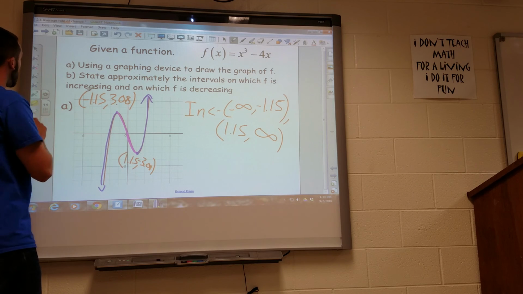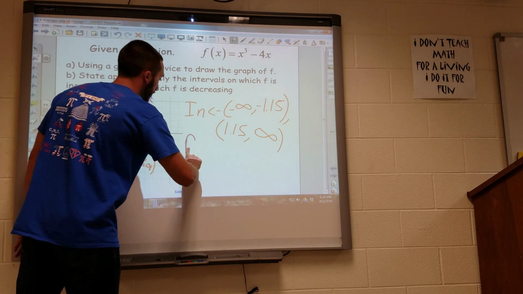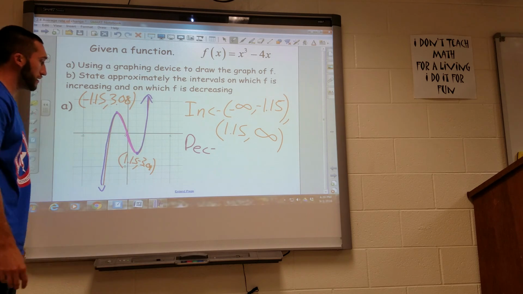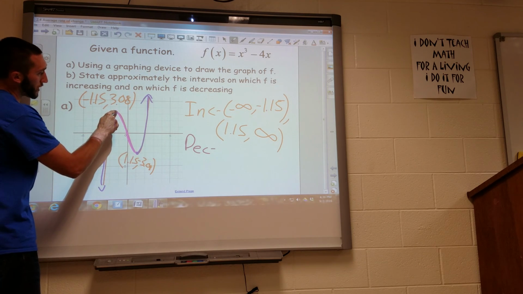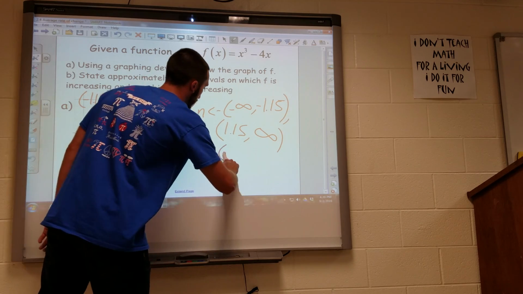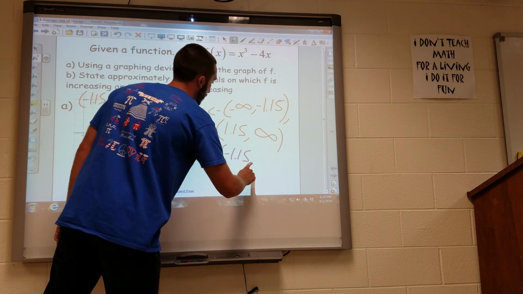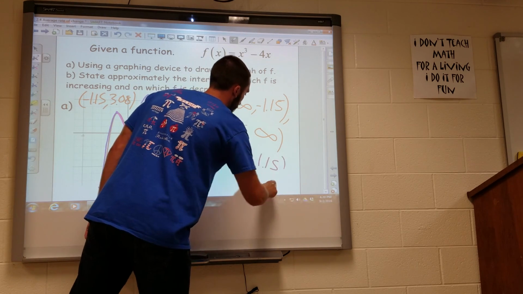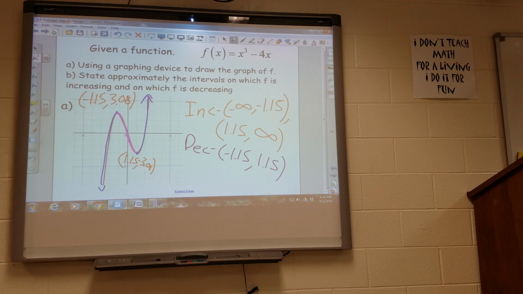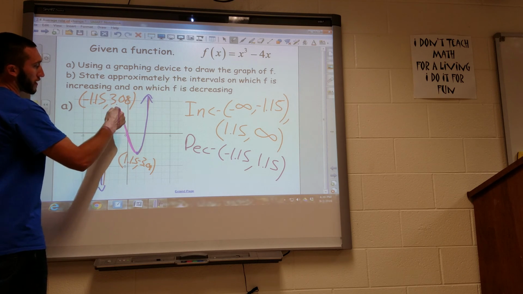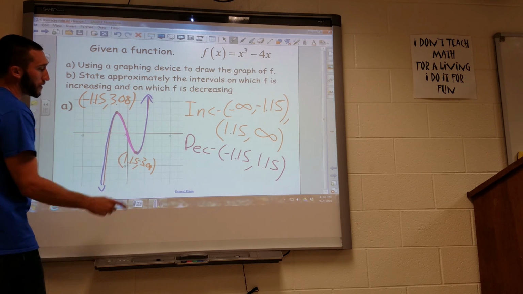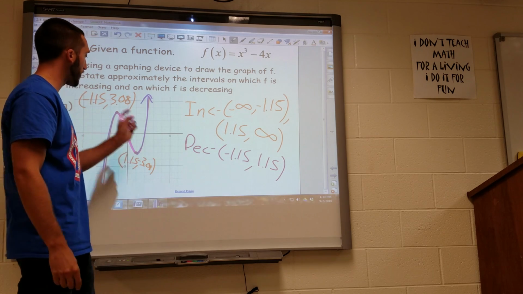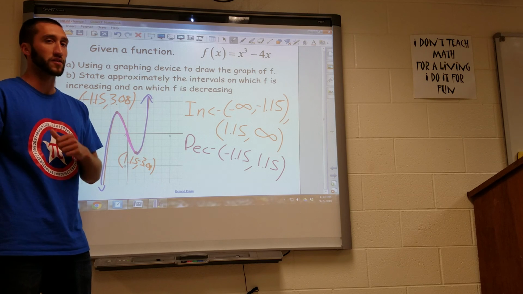Now I also have to determine when I'm decreasing, and I'm just going to abbreviate it like that. I am decreasing from this point here, so from negative 1.15 to a positive 1.15. Okay, so decreasing from this point here, I'm going downhill, if you want to think of it that way, from that point to that point, and again, not including those points, because at those points I'm constant, I'm neither increasing or decreasing.